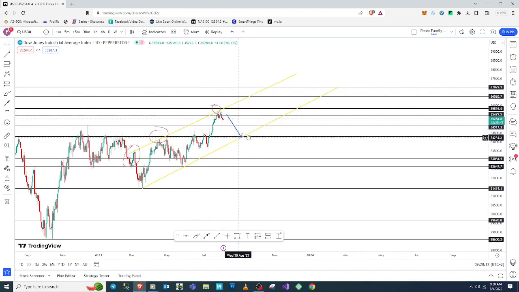Right now we're going to get the third touch on the bottom side of the trend line for the market, because we're seeing a rising wedge, guys. So in a rising wedge, we know this is a bearish pattern, guys. A rising wedge is always rising.